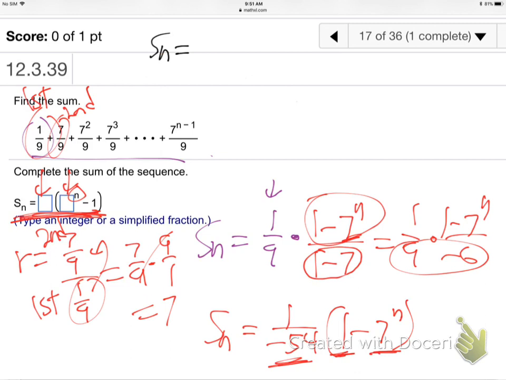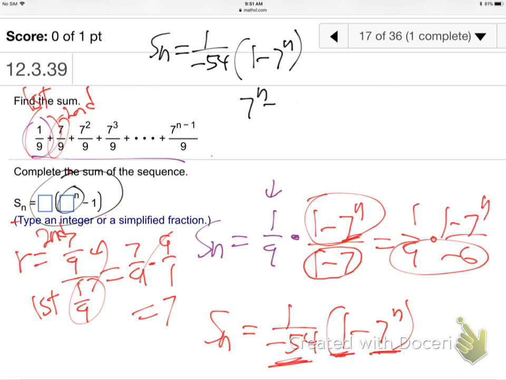So right now we've got 1 over minus 54, 1 minus 7 to the n. And we can tell by this answer box that they want me to put the n thing in the front. In other words, they want it like that, don't they? So can I just do that, and then everything else is the same, or do things need to change? Yeah, you have to multiply both by negative one. Because when you switch the order of subtraction, everybody hear me on this, that changes the sign. That's like multiplying by negative one, right?